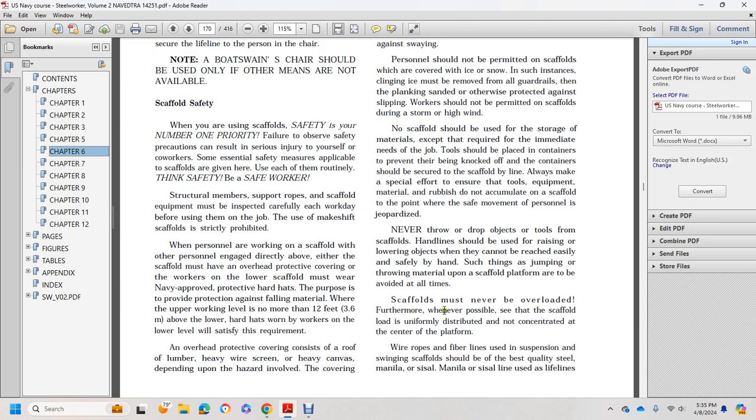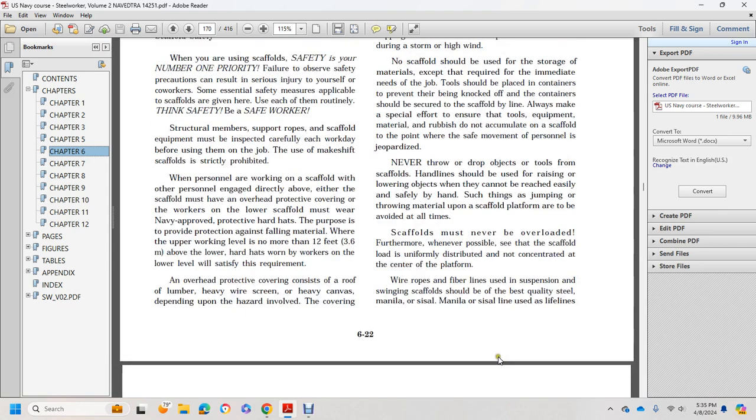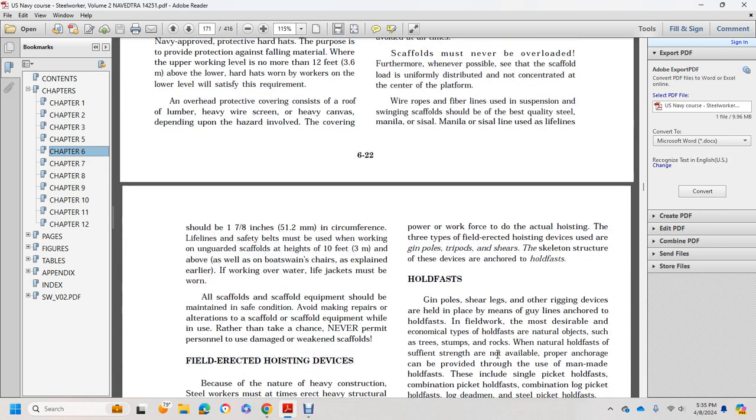Scaffolds must never be overloaded. Furthermore, whenever necessary, see that scaffold loads are uniformly distributed and not concentrated at the center of the platform. Wire, rope, and fiber lines: those used for suspension swing scaffolds should be of the best quality steel, with Manila or sisal lines. Manila or sisal lines or lifelines should be 1/7 of an inch in circumference, and safety lifelines should be used with safety belts. Be sure to wear them when working on scaffolds at heights of 10 feet and above, as well as in the boatswain's chair explained earlier. When working over water, life jackets must be worn.